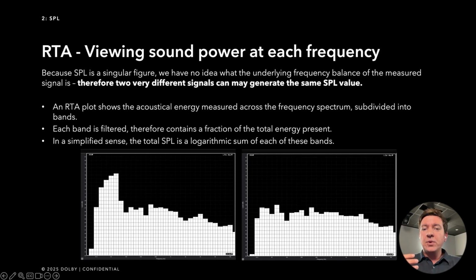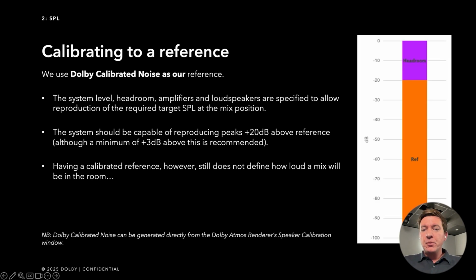Okay, so we can now measure a signal, but we need to know what the signal is that we're actually measuring. To do that, we need a calibrated reference. So we have Dolby calibrated noise. Dolby calibrated noise is the noise that you'll get out of the Dolby Atmos Renderer's speaker calibration window. Within there, you've got a signal generator, and you can output Dolby calibrated noise from that signal generator. Dolby calibrated noise is a pink noise signal.